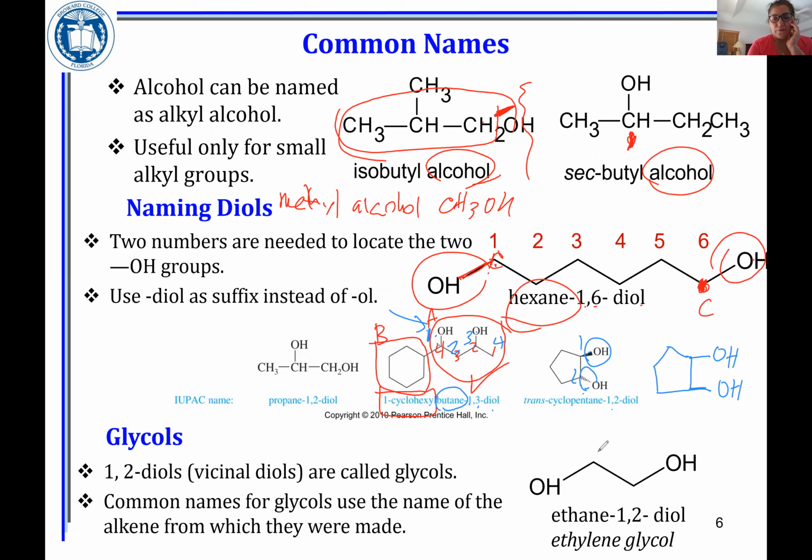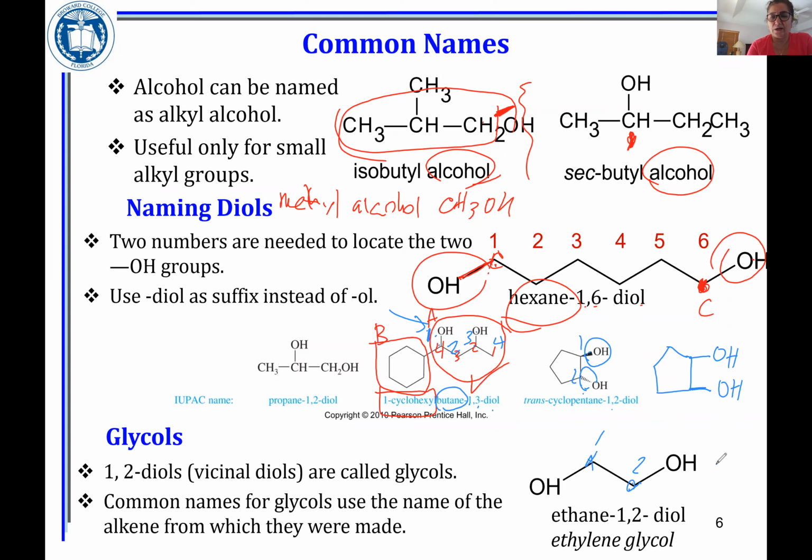The vicinal diols. What does it mean, vicinal diols? Meaning that the OHs are on adjacent carbons. So it's like a 1,2-diol here, known as the glycol. If it's just the 2 carbons, it's called ethylene glycol. And ethylene glycol is the main ingredient for antifreeze.